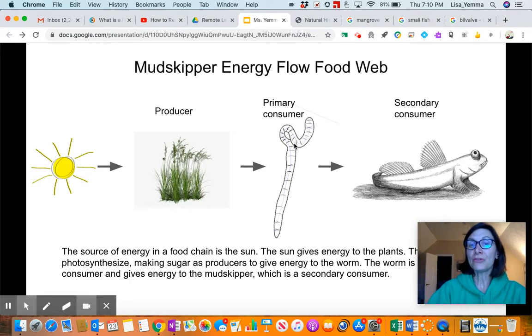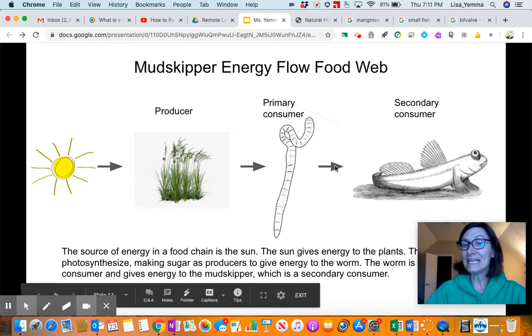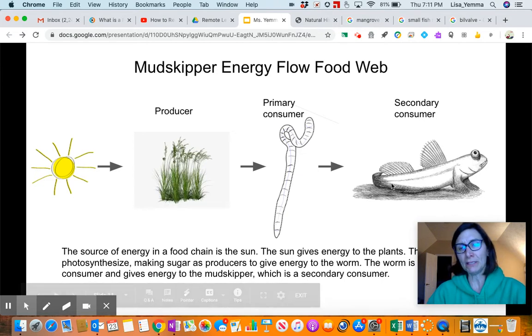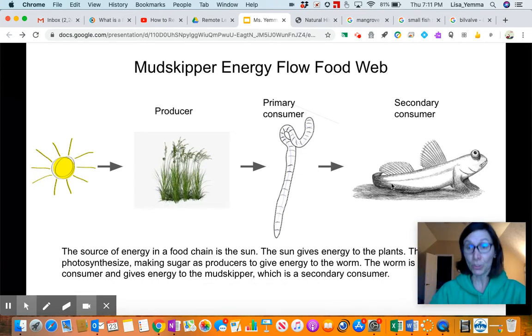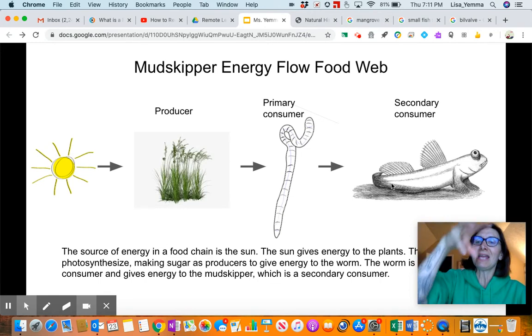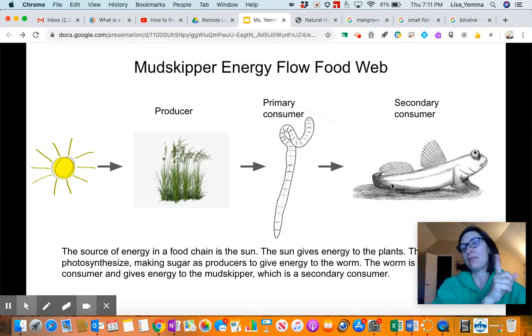So I know that the worm is giving its energy, probably unwillingly. The mud skipper is eating the worm, right? But the mud skipper is getting that energy from the worm. Therefore, that's the flow of energy. Where does the worm get energy from? And we'll talk about this a little bit more in the next slide.